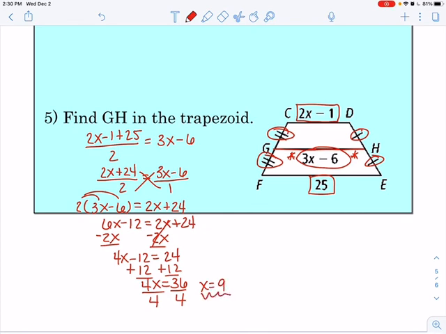Again, it's not asking me to find x here. It's asking me to find GH. And again, GH is the one that's represented by 3x minus 6. Again, we just found x was 9. So if we do 3 times 9 minus 6, I'm going to have 27 minus 6, which is 21. So 21 is your final answer there. And that is the end of this video.